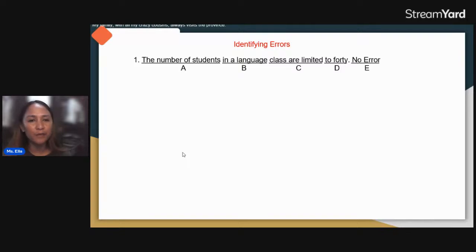The number of students in a language class are limited to 40. Is there an error in this sentence? The number of students in a language class are limited to 40. Is there an error in this sentence?